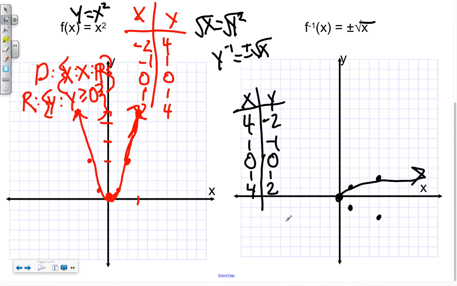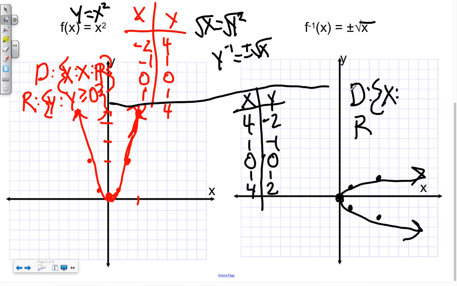Again, it's a little messy, but my handwriting is always pretty messy. And then we know that for the domain and range, we switch the domain and range. So now if we look at the domain here, which is your x values, that's going to be whatever you got for the range over there. So your domain is going to be x is greater than or equal to 0. And your range is all reals, because it's whatever you got for the domain over here.